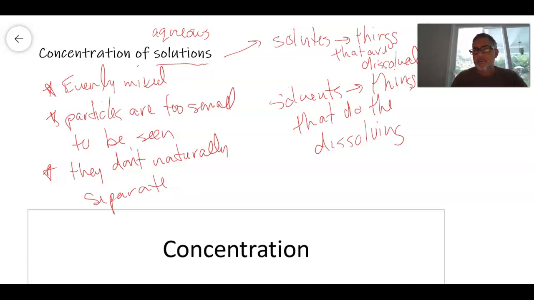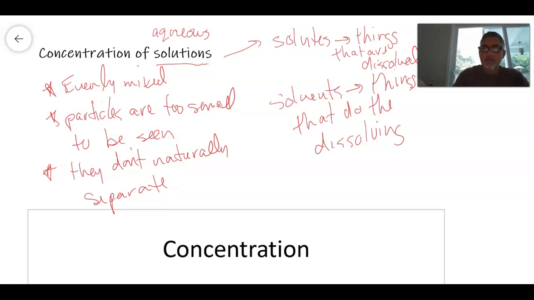So if we think about salt water, I can take salt, which is a solid, and put it in water, and mix it up. The salt becomes the solute, and the water becomes the solvent. If I think about air, air is a mixture of different gases, so it can be any phase. An alloy is a mixture of metals. It just has to be evenly mixed. The particles are too small to be seen. When salt dissolves, you can't see the ions. And salt water doesn't naturally separate. So they're physical mixtures, not chemical mixtures.